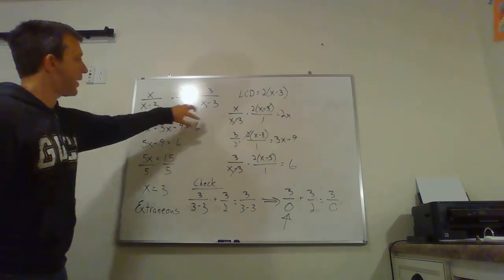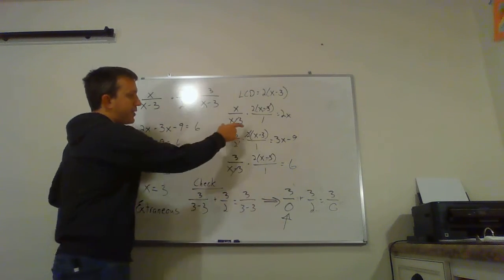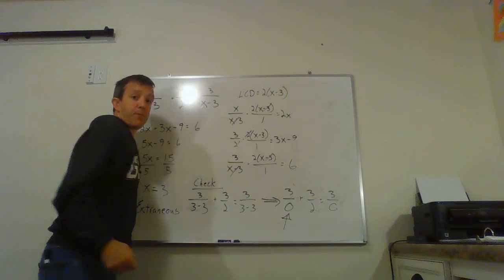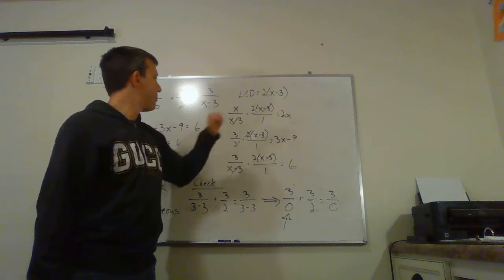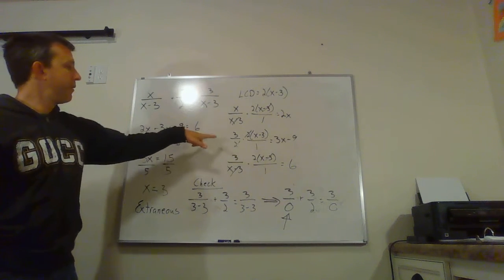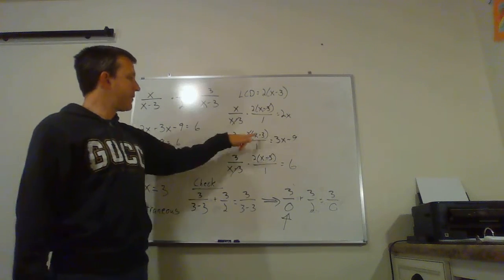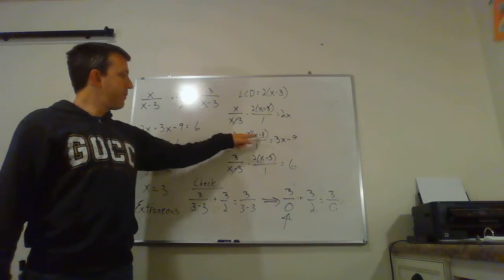So I take the first fraction, x over x minus 3, and multiply by the common denominator. And you'll see then that the x minus 3 cancels with the one from the common denominator. And so we just get x times 2 is 2x. And I brought that back. Then we did the same thing with 3 halves. 3 halves times 2 times x minus 3. Notice that the 2's go away. 3 times x minus 3.